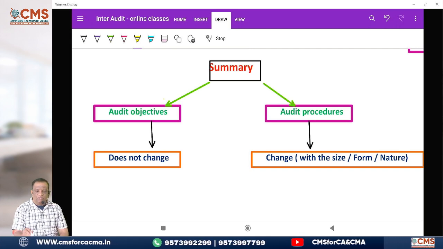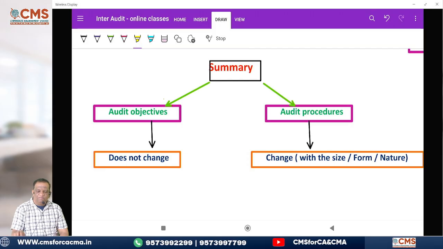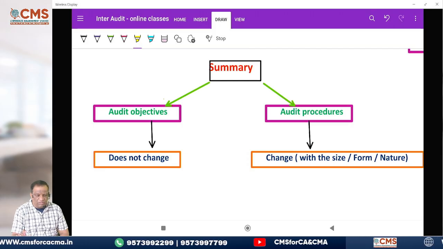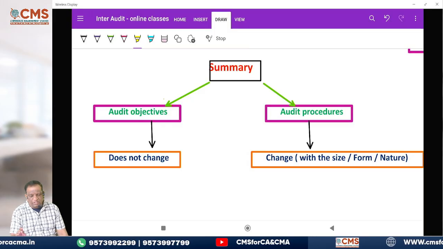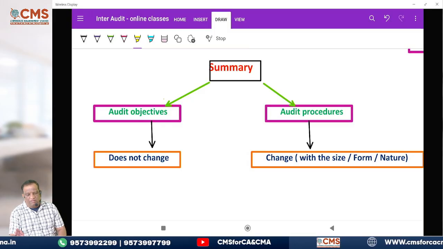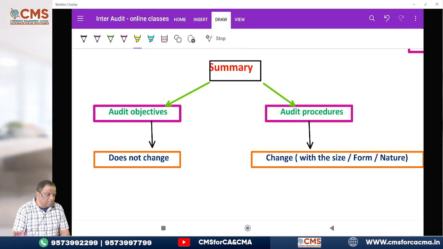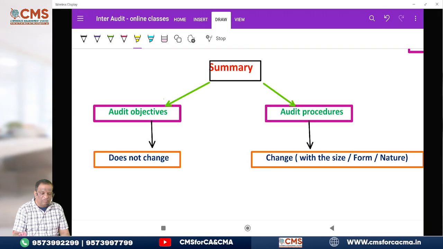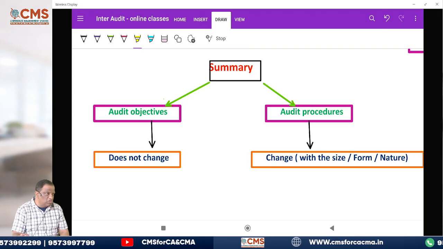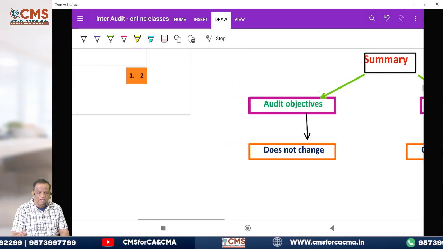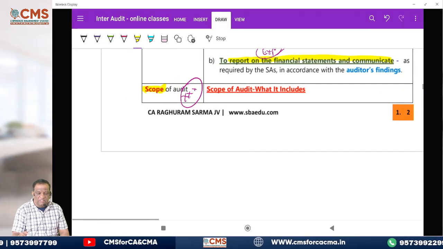So as a summary concept, after studying these audit objectives: will the audit objectives be the same for every entity, small, big, or on a legal basis and all? The answer is yes. Audit objectives will never change with the change in the size, but what will change is the audit procedures. So that is the conceptual question he is asking.